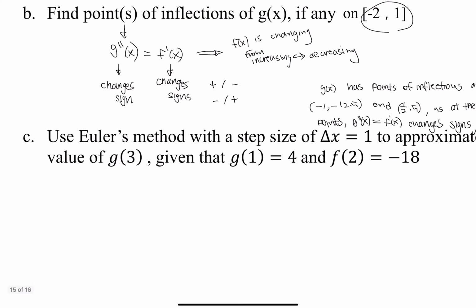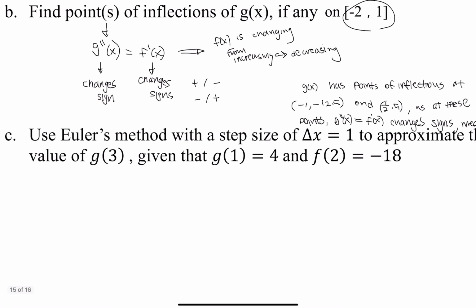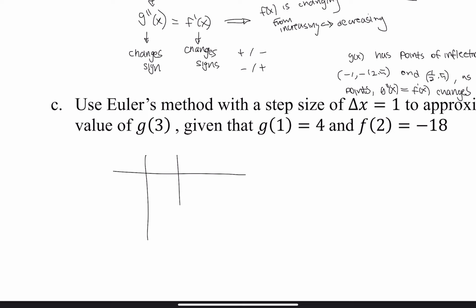Okay, and in part C, use Euler's method with a step size of delta x equals 1 to approximate the value of g of 3, given that g of 1 equals 4 and f of 2 equals -18. So for this one, Euler's method, if you're familiar, it's best to make a quick chart, okay, and then we're going to say the x value, y1, dy over dx derivative, and then y2. And in this y2 value, you can calculate using dy dx times delta x and then plus your y1 value, and then this value will carry on to the y1 value of the next row.